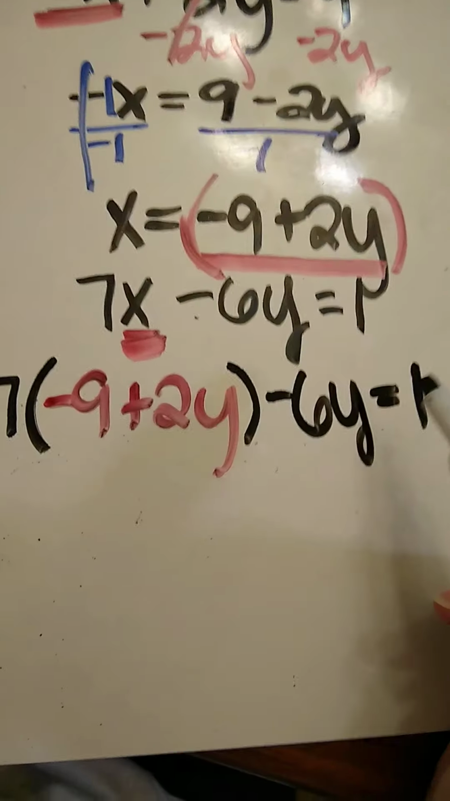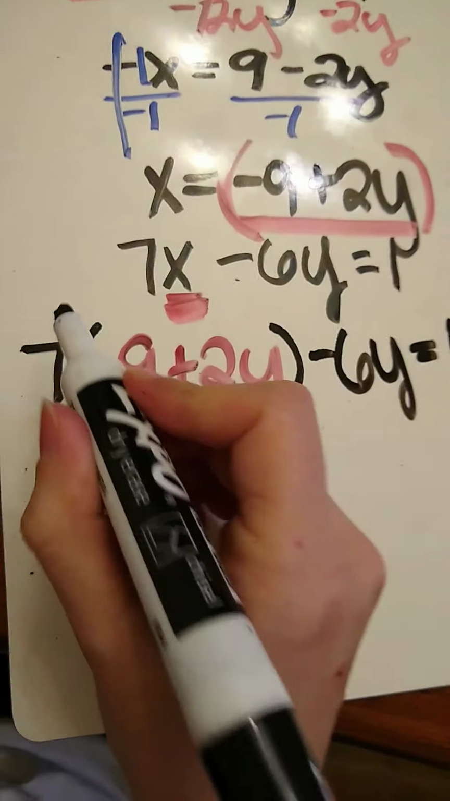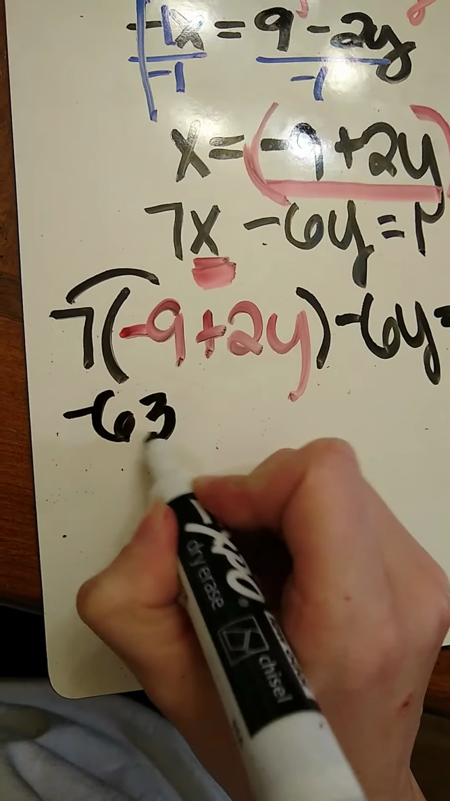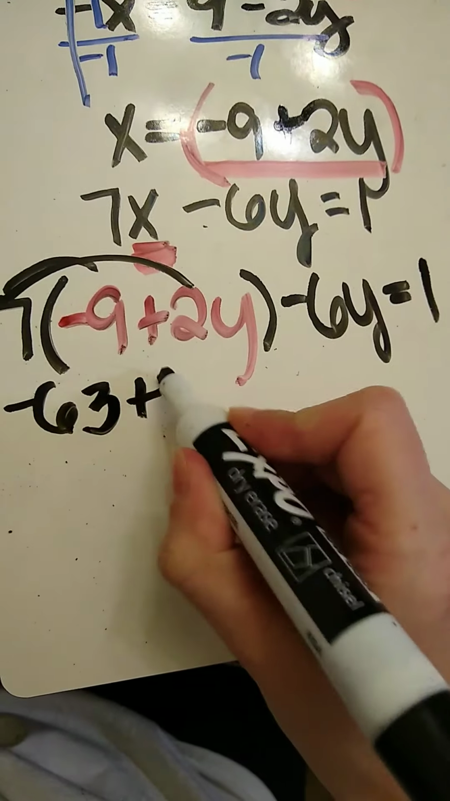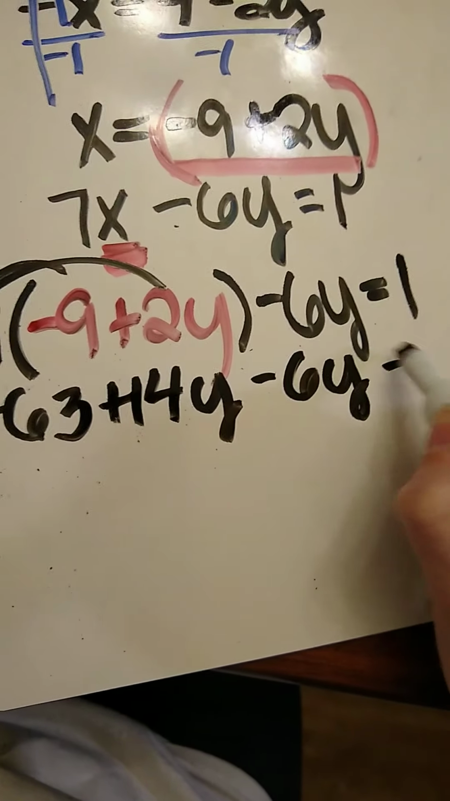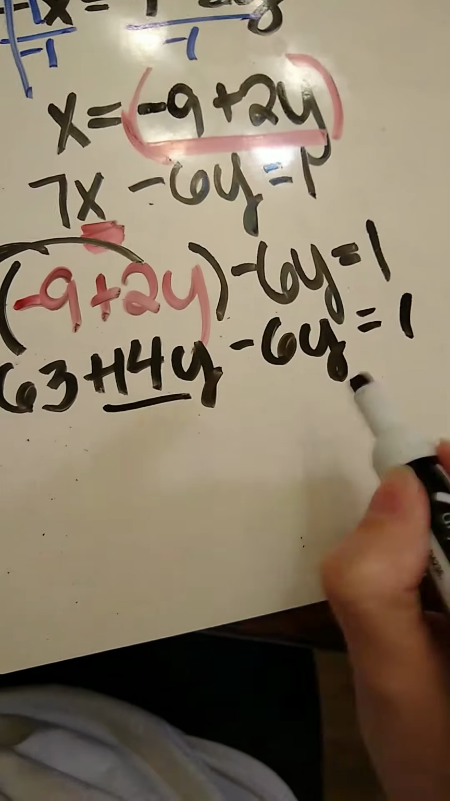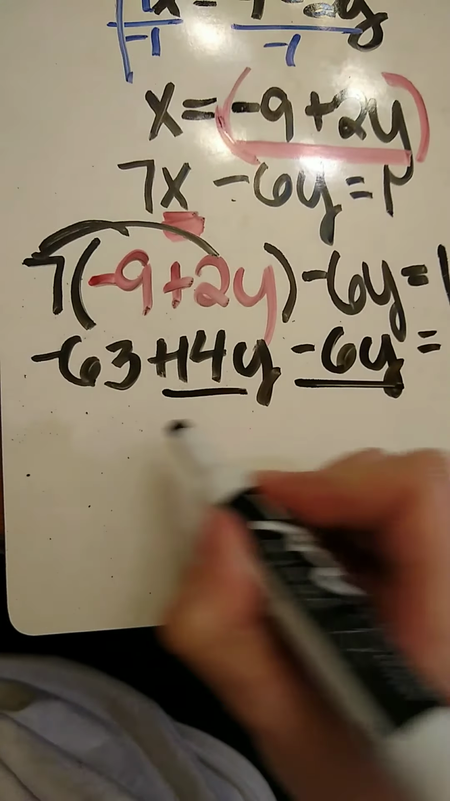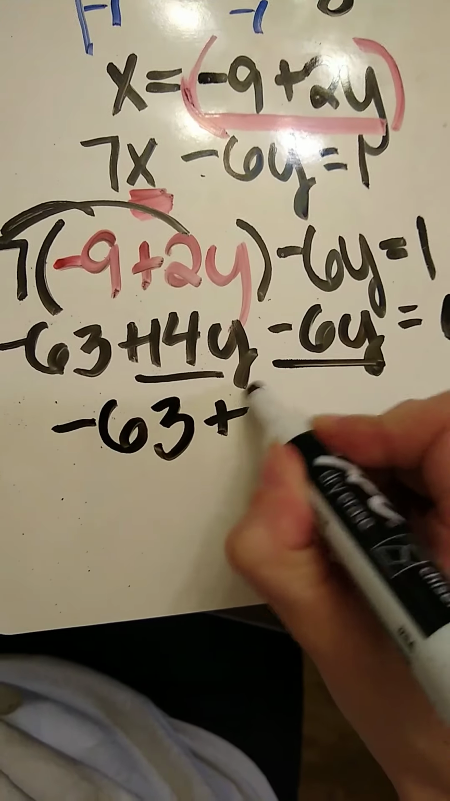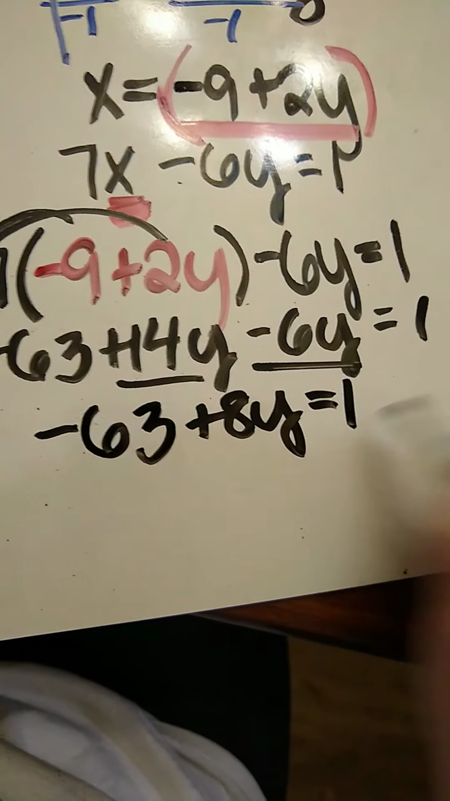Now it's all y, so I can solve this really easily. So I'm going to go ahead and distribute. 7 times negative 9 is negative 63. 7 times 2y is positive 14y. Bring down the minus 6y. Bring down the equals 1. 14y minus 6y, if I combine like terms, that is 8y. So it's negative 63 plus 8y is equal to positive 1.